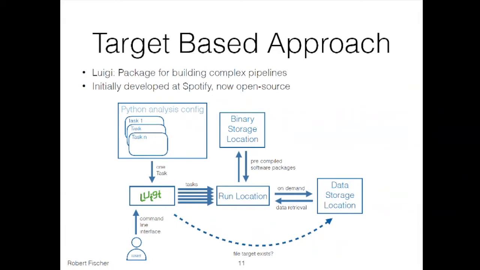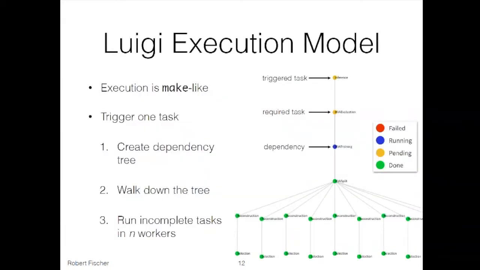And in practice, this looks something like this. You want to run this task, which is the trigger task, and this will build a dependency tree, and it will figure out I need the input from this task, which needs this one, and so on, and then it will start running at the bottom, and you can see these green circles bubbling up until finally the triggered task is also performed.